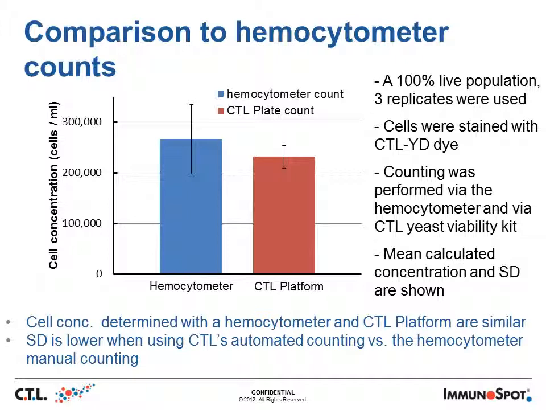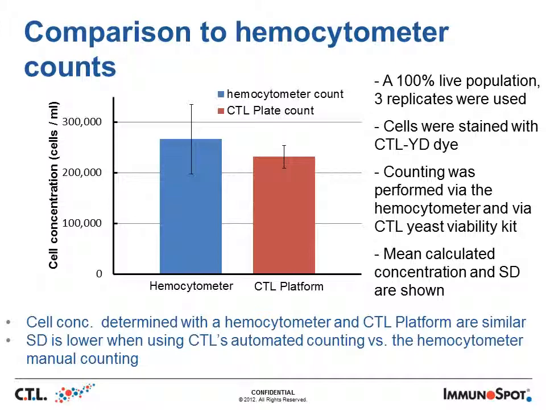Now that's not surprising given that manual counting is subject to user bias, and given the size of these cells, as I mentioned earlier, they were about 3 to 4 microns. That poses a challenge to the eyes. Now that is eliminated with the CTL's Yeast Imaging Platform.